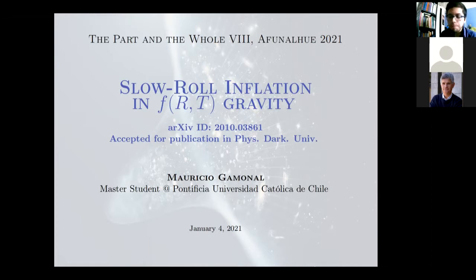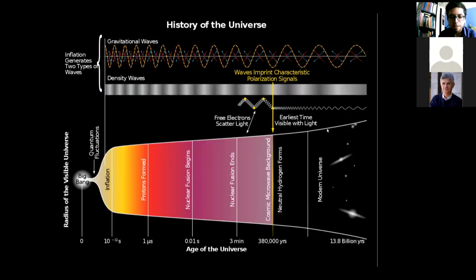I'm going to talk about inflation. In order to be in time, I'm not going to do a very long introduction. Inflation is this model proposed by many people in the 80s, by Alan Guth, Starobinsky, Linde, and many others, that tries to solve the problems of the standard Big Bang theory, for example the horizon problem, the flatness problem, etc. This is a model that implies an exponential rate of acceleration of the universe shortly after the Big Bang.